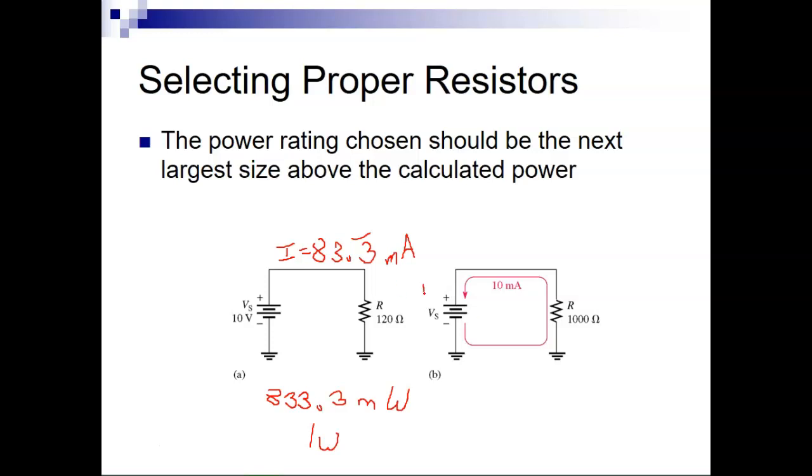So this one again gives me 10 volts here. Gives me 100 milliwatts. So I would be able to use a 1/8 of a watt, since this is 0.125. That's essentially all you have to really do, is look at what is the wattage this thing will use and what's the most compatible.